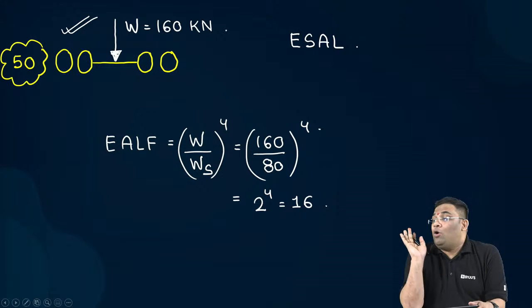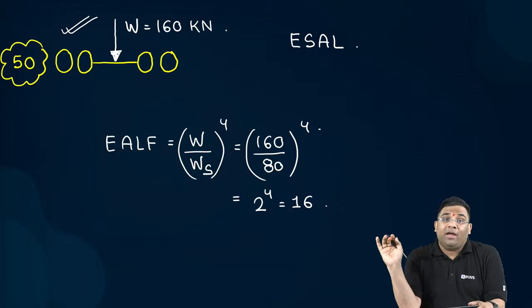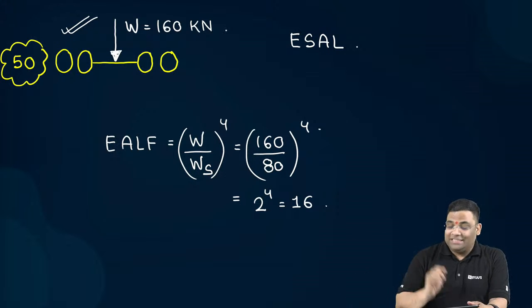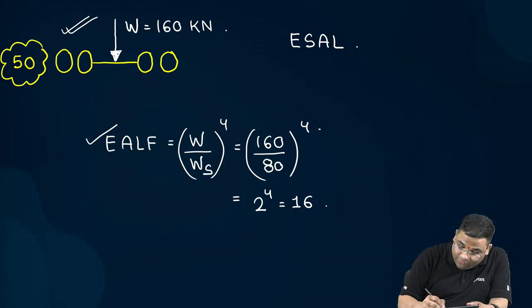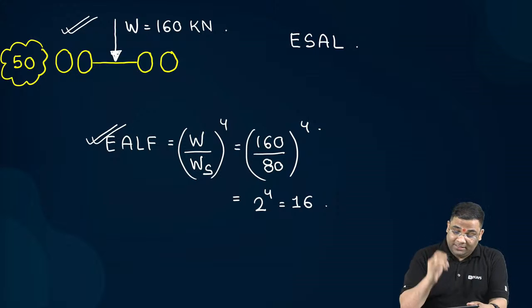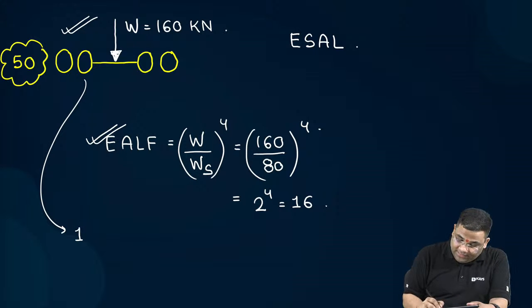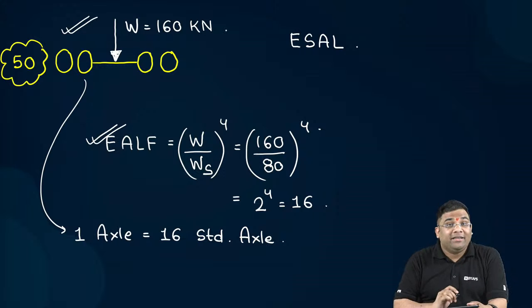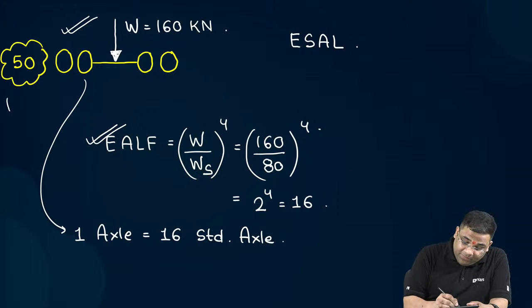I request all the students, please type as fast as possible in the comment section. Then I will be a little happy. Okay, it is 16. Now, this is the equivalent factor. That means one such axle is equal to 16 standard axles. But how many are there? There are 50, right? And I can say this 50 is the frequency N.